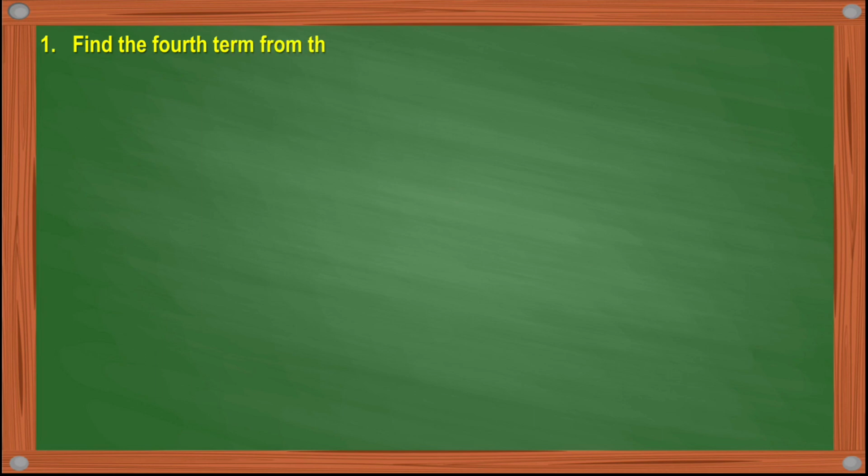We will be seeing question number 1. Find the fourth term from the end in an AP -11, -8, -5 and the last term of the AP is 49. So till now you have solved T4, T5, find out the fourth term, find out the sixth term, but here it is given to find out the fourth term from the end. So let us see how to calculate this.